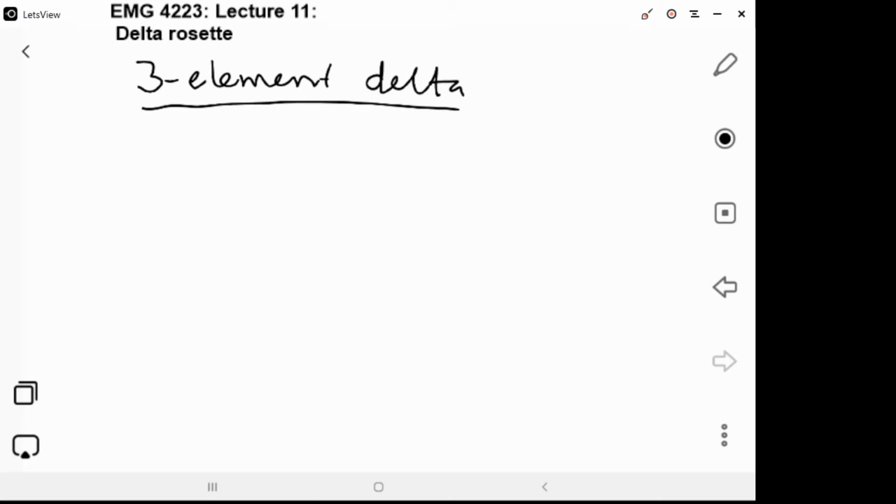So, welcome once more, and in this lecture 11 of our series on experimental stress analysis on strain gauges, I want us to talk about the delta rosette. We'll start with the three element delta rosette.